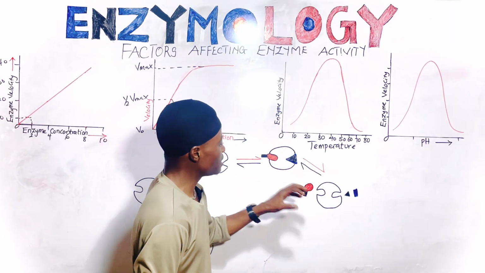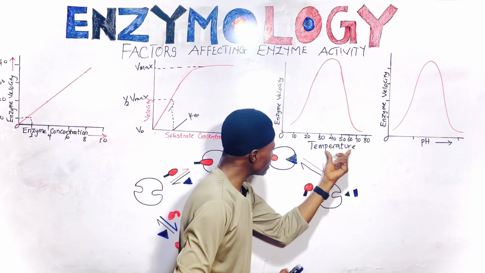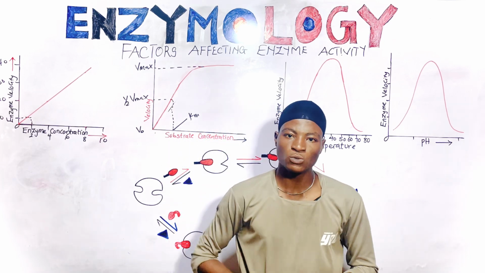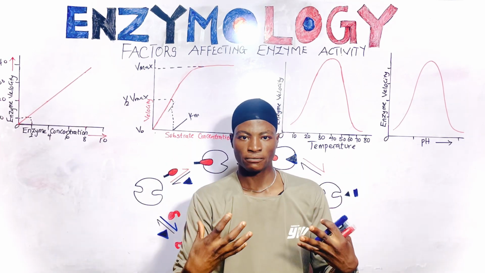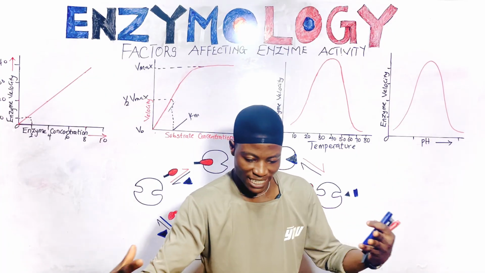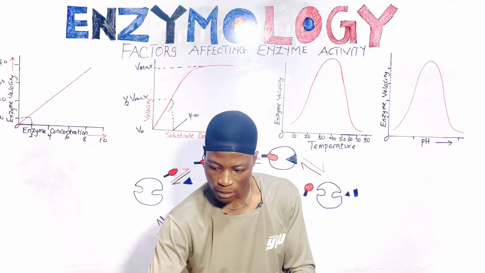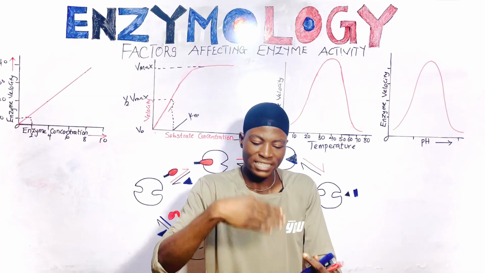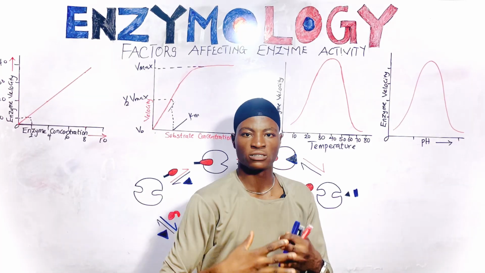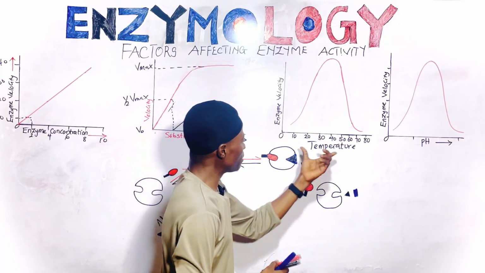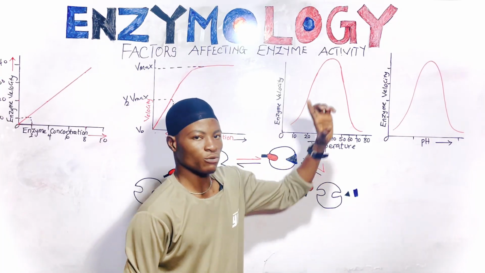So in this particular case, an increase in temperature increases the rate at which the enzyme molecule and the substrate molecule collide together. Are you with me now? So whenever there is an increase in the rate at which the enzyme molecule and the substrate molecule collide together, therefore there is going to be an increase in the enzyme velocity, or let me simply say in the reaction rate. So an increase in temperature increases the rate of chemical reaction.